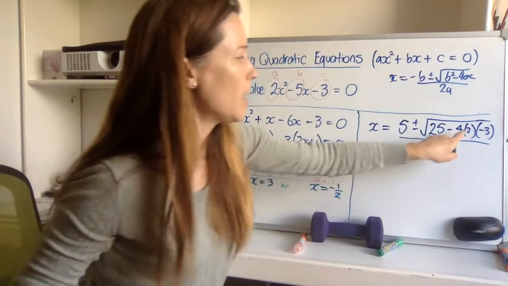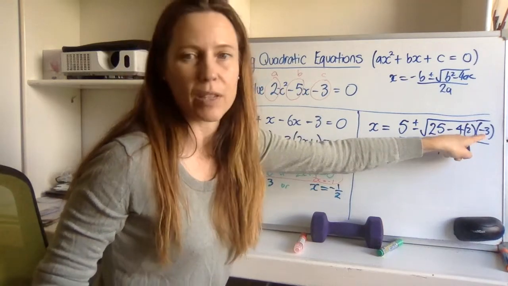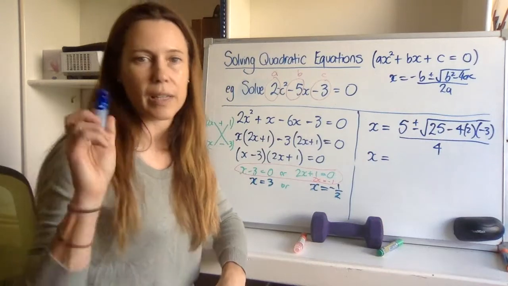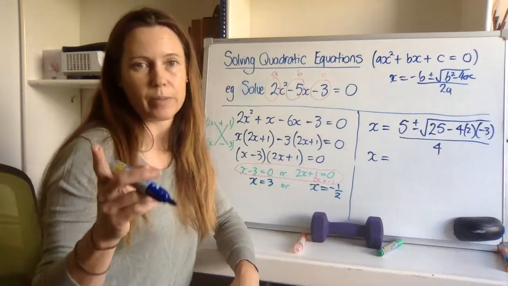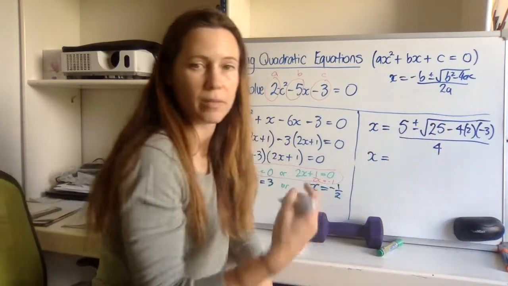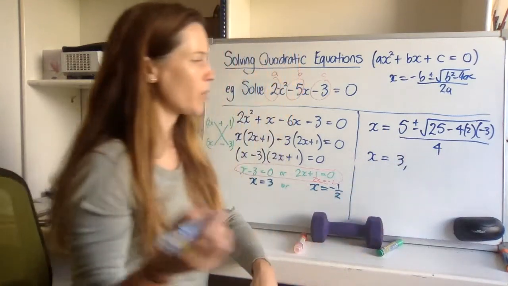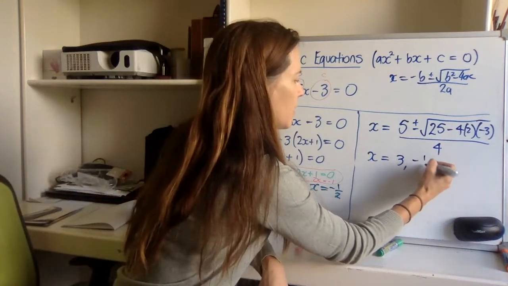So I do this part first. -4 times 2 is -8, times -3 is +24. And 25 plus 24 is 49. Now, the square root of 49, I know, it's 7. So what I've really got is 5 plus 7 divided by 4. Well, that's 12 divided by 4, that's 3. Or I've got 5 minus 7, negative 2, divided by 4, and that's negative a half.